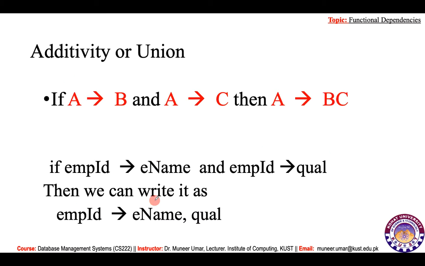Next we have additivity. If A determines B and A determines C, then we can also assume that A will determine BC. Here we have an example. In a table we have employee ID and it is determining the employee name, and also the employee ID can be used to determine the qualification of the employee. So this can be written as employee ID determines the employee name as well as the qualification.